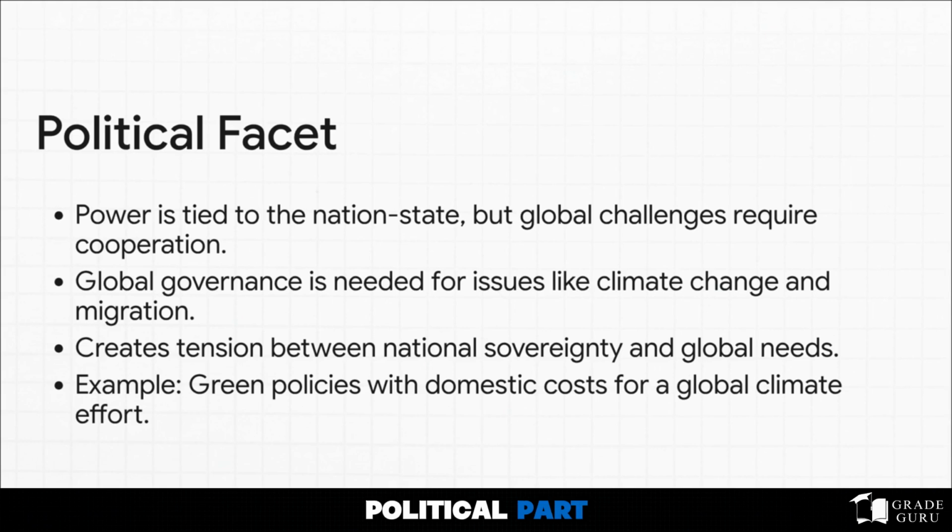Then there's the political part. Now, countries are still super important, right? But here's the catch. Massive problems like climate change or pandemics don't care about borders. So countries have to work together. And this creates this constant tug of war between what's best for one country versus what's needed for the whole world. Think about it. A nation might have to accept some economic pain at home to pass green laws that help the entire planet.